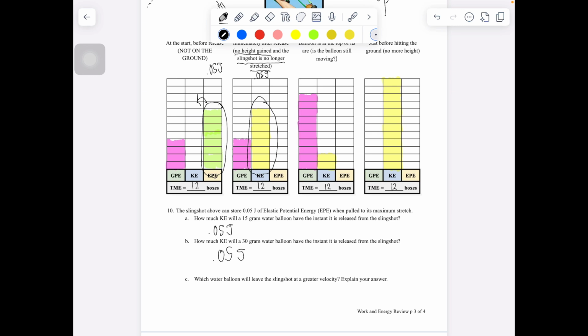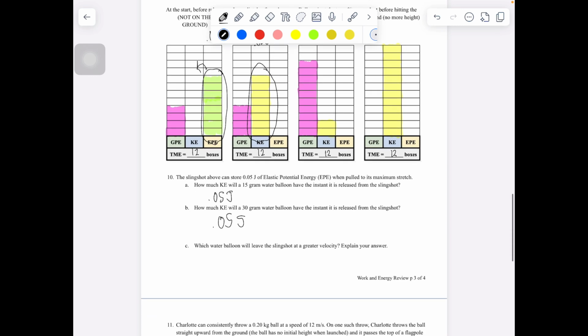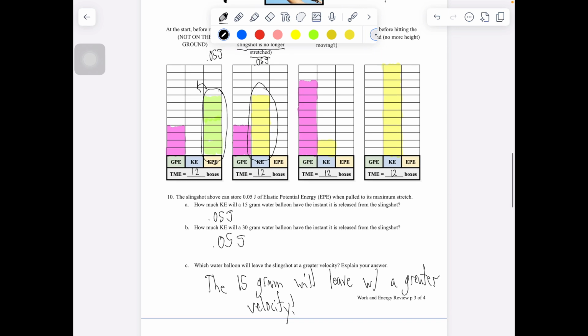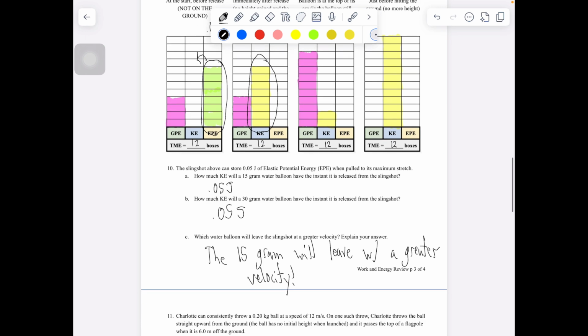But also pulling from our Nerf launcher experiment, which water balloon will leave the slingshot at a greater velocity? We know the lighter one, the 15-gram, will leave with a greater velocity. Now this is due to the energy. We say, well, if they have the same kinetic energy, it doesn't just depend on velocity.